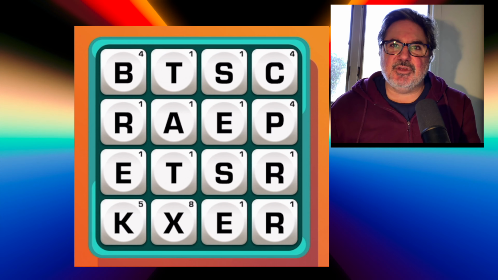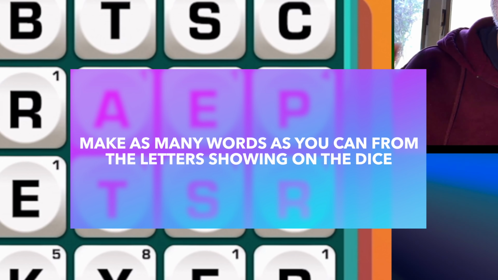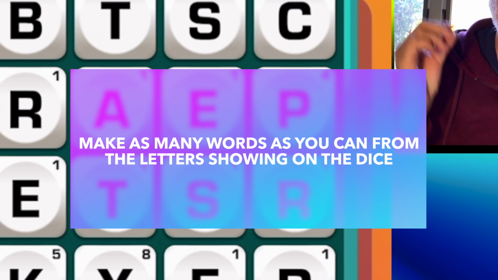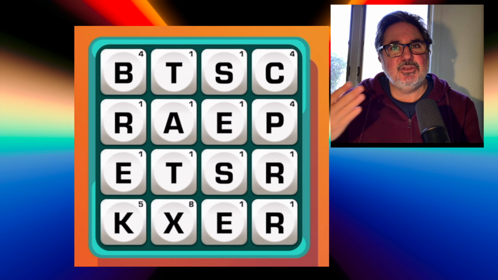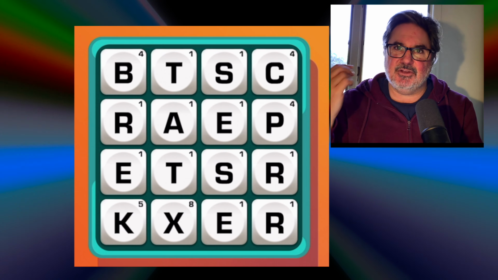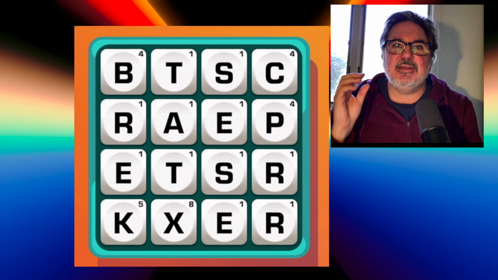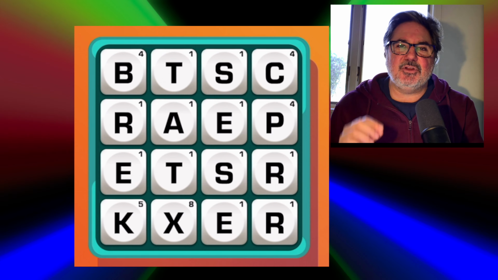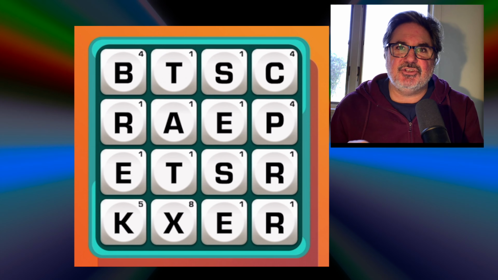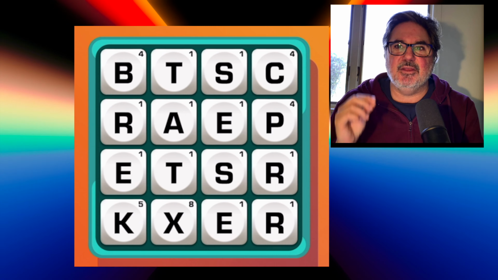Well, the goal of the game is simple. You're going to shake it, let all the letters fall where they may, and then you're going to make as many words as you can. You have a piece of paper and a pencil. The idea is that in a certain amount of time, you have to discover how many words you can get in that amount of time. And I'm going to talk about the length of the words in just a second, but I'm also going to talk about the most important thing, which is how to find the words.